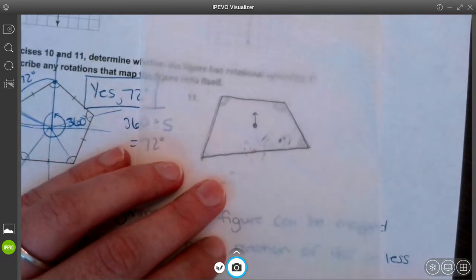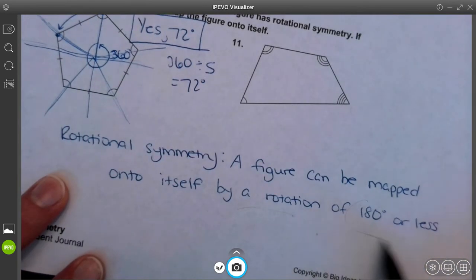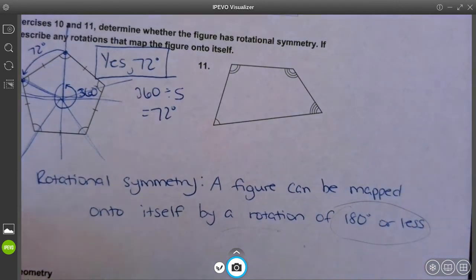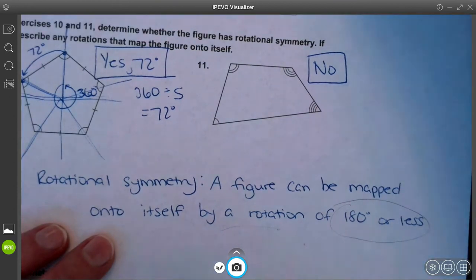So this does not have rotational symmetry because I can't rotate it 180 degrees or less to map it onto itself. So this figure does not have rotational symmetry.